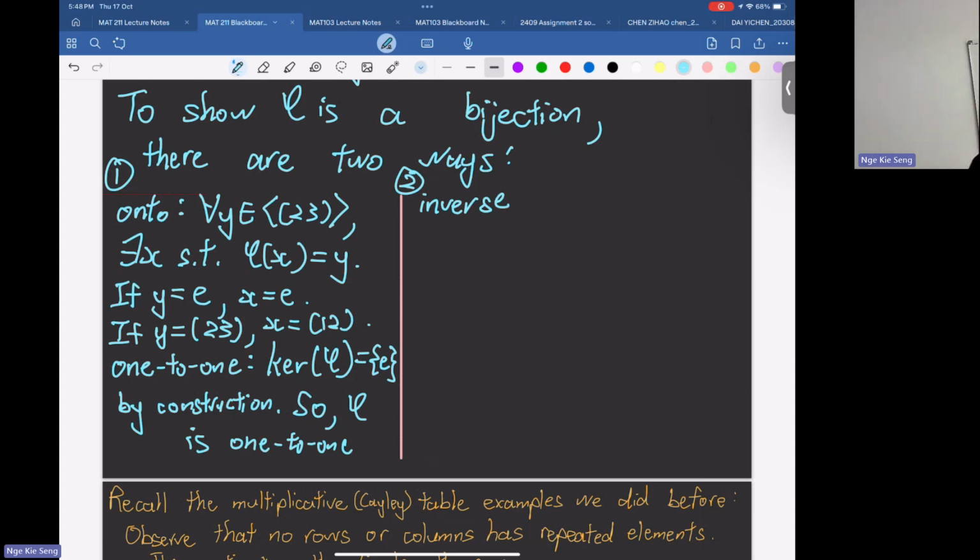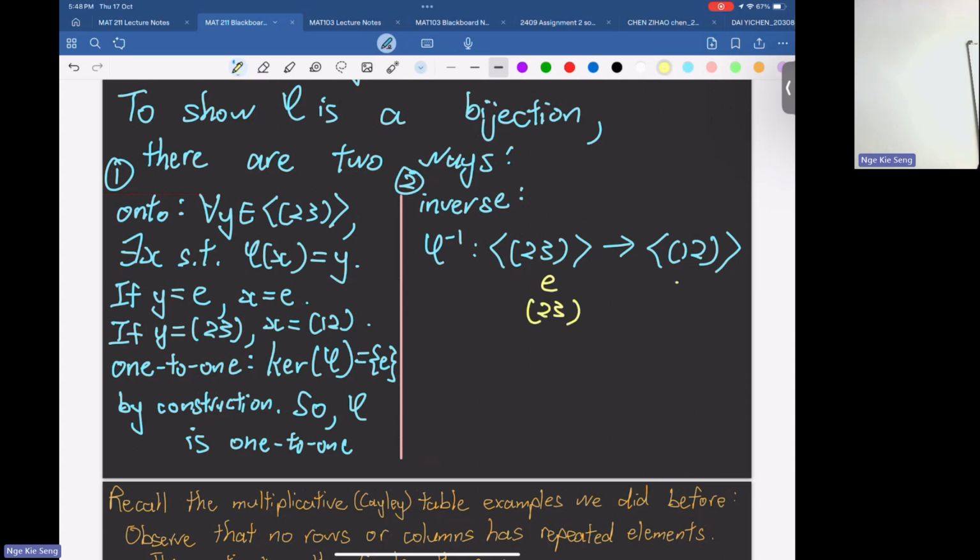We really check by brute force. How about the inverse? Can you define an inverse or not? So we need a phi inverse from where to where? From {E, (2,3)} to {E, (1,2)}. Okay, so let's list down the elements again. Here we have identity and (2,3), and here we have E and (1,2). So how are you going to define the inverse map? What do you think? Phi inverse has to be what?